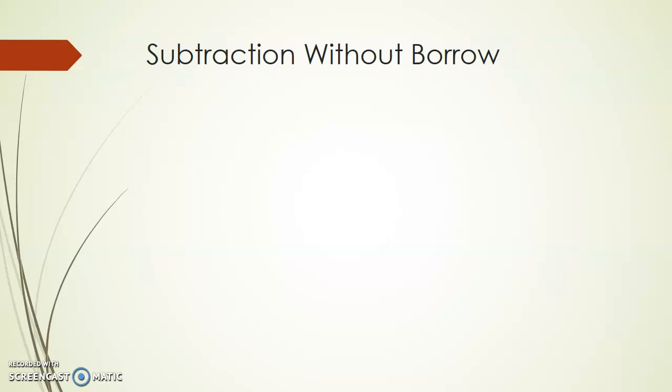When doing 2-digit subtraction, when we try to subtract a bigger number from a smaller number in any place value, we have to borrow, we borrow numbers from the higher place value. Subtraction without borrow, we are always subtracting a smaller number from a bigger number.